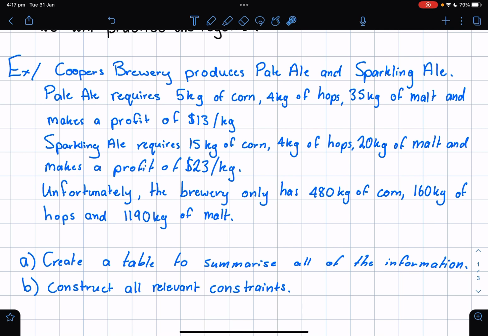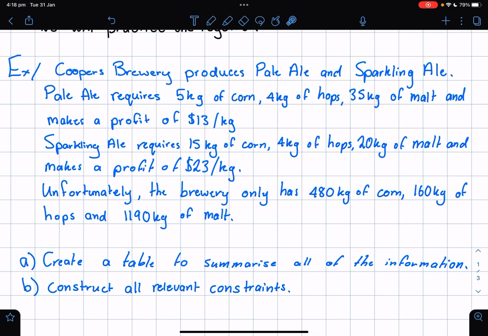Okay, so Cooper's Brewery in Adelaide, South Australia produces pale ale and sparkling ale. Pale ale requires 5 kilograms of corn, 4 kilograms of hops, and 35 kilograms of malt, and it makes a profit of $13 per kilogram. Sparkling ale requires 15 kilograms of corn, 4 kilograms of hops, and 20 kilograms of malt, and makes a profit of $23 per kilogram. Unfortunately, the brewery only has 480 kilograms of corn, 160 kilograms of hops, and 1,190 kilograms of malt. So we need to create a table to summarize all of the information, and we need to construct all the relevant constraints.